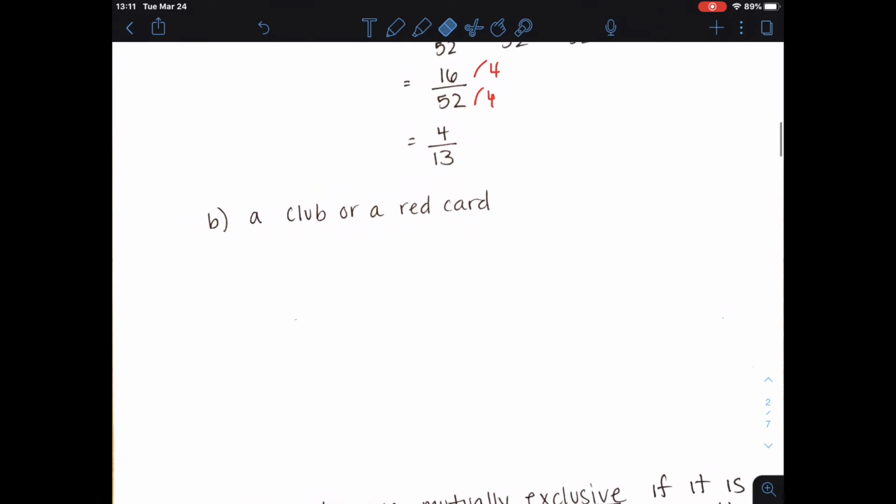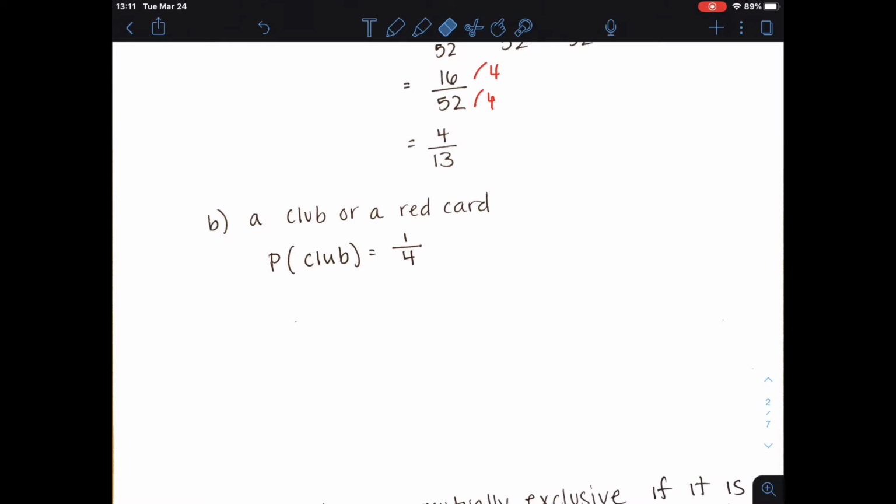Let's look at a club or a red card. So first thing we need is the probability of a club. Again, there's 4 suits, so you have a 1 in 4 chance of getting a club. For the probability of red, half the cards are red, half the cards are black. So you have a 1 out of 2 chance of picking a red card.